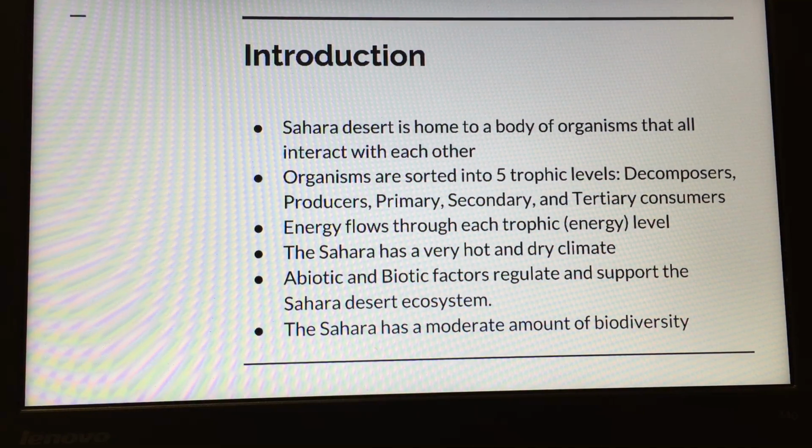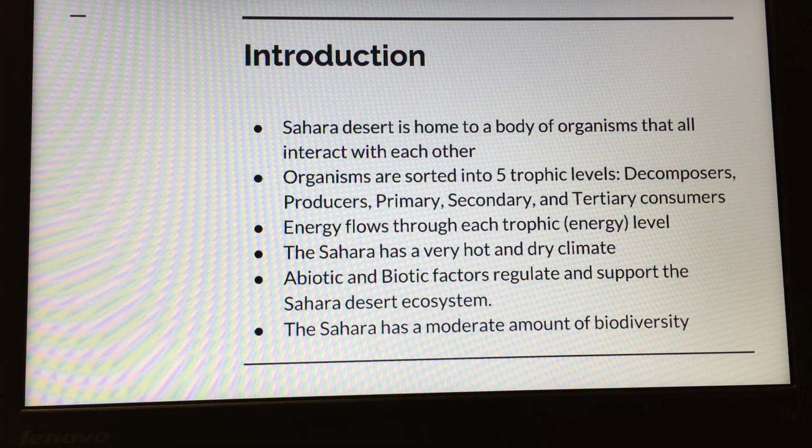The Sahara Desert is home to a body of organisms that all interact with each other. Organisms are sorted into 5 different trophic levels: decomposers, producers, primary, secondary, and tertiary consumers. Energy flows through each trophic level, starting from the producers and ending at the tertiary consumers. But the decomposers recycle energy from the top to the bottom trophic level.